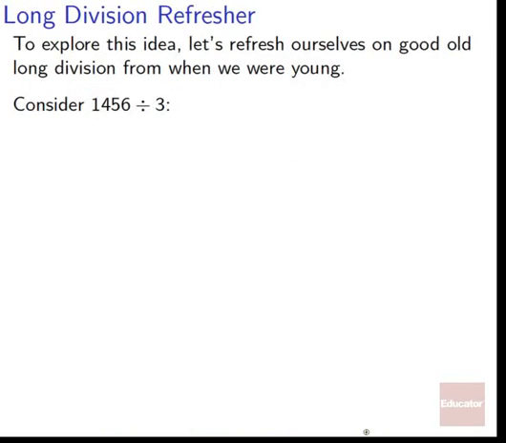To explore this idea, let's refresh ourselves on good old long division from when we were young. Long ago in grade school and primary school, we were used to doing problems like 1,456 divided by 3. So let's break out long division. We've got 1,456. The first thing we do is 3. How many times does 3 go into 1? 3 goes into 1 0 times, right? So it's 0 times 3.